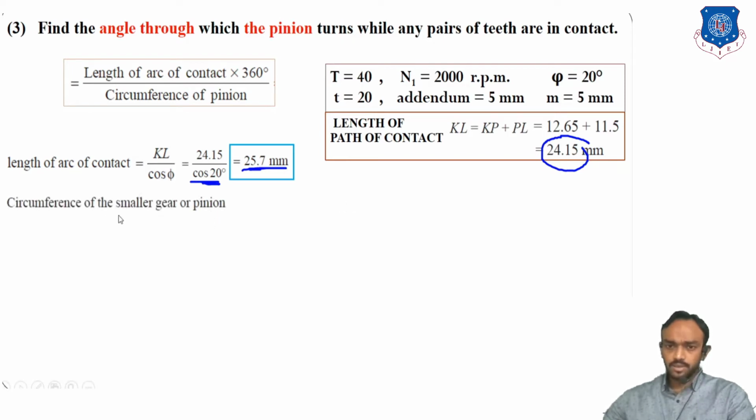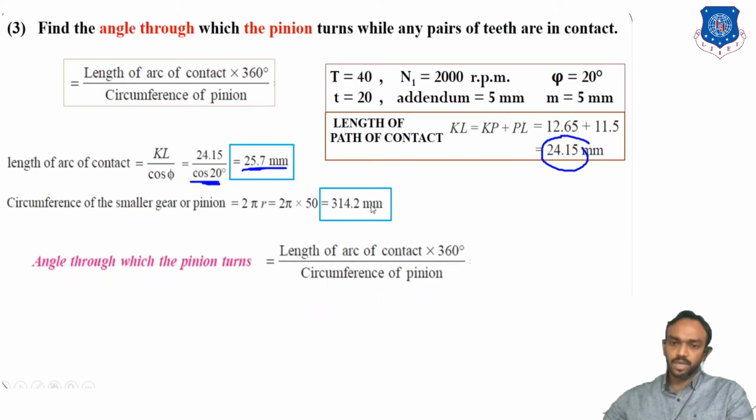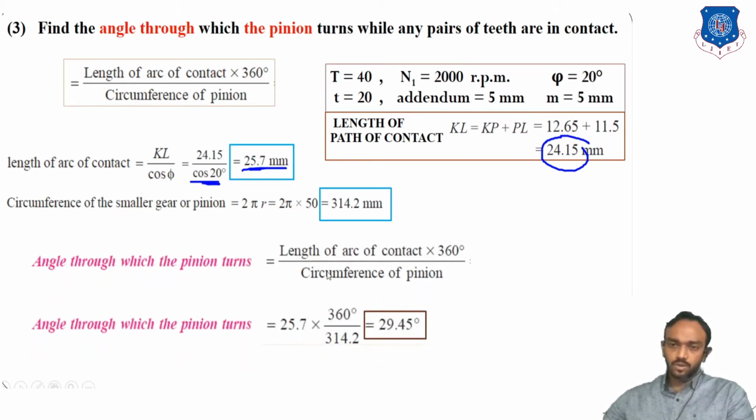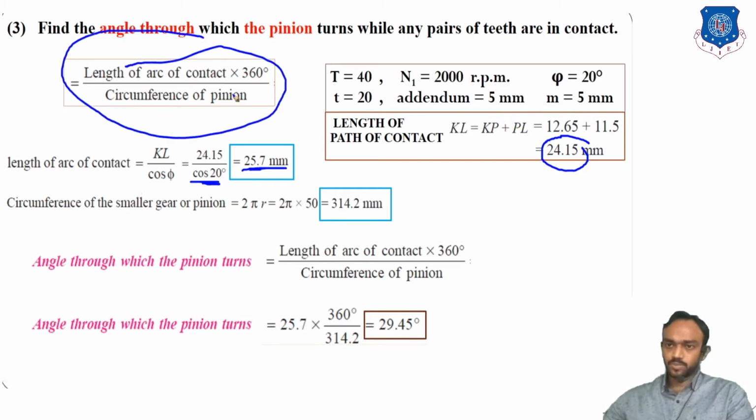After that, the circumference of the pinion is equal to 2 pi r. R is equal to the radius, and the radius is 50, so it will become that. And for the angle, the same formula. Put all this in the basic formula of angle turned by the pinion, and you will find 29.45. It is the angle turned by the pinion during the contact.